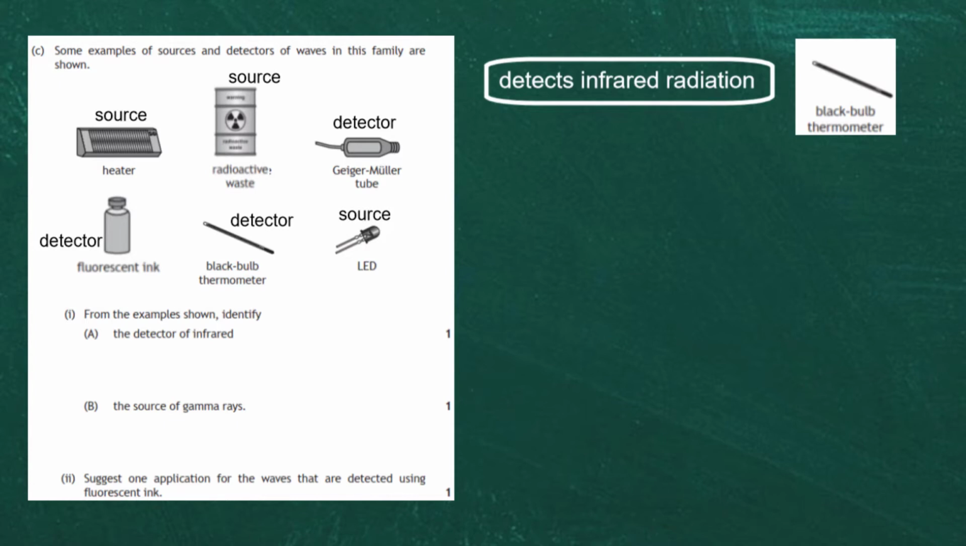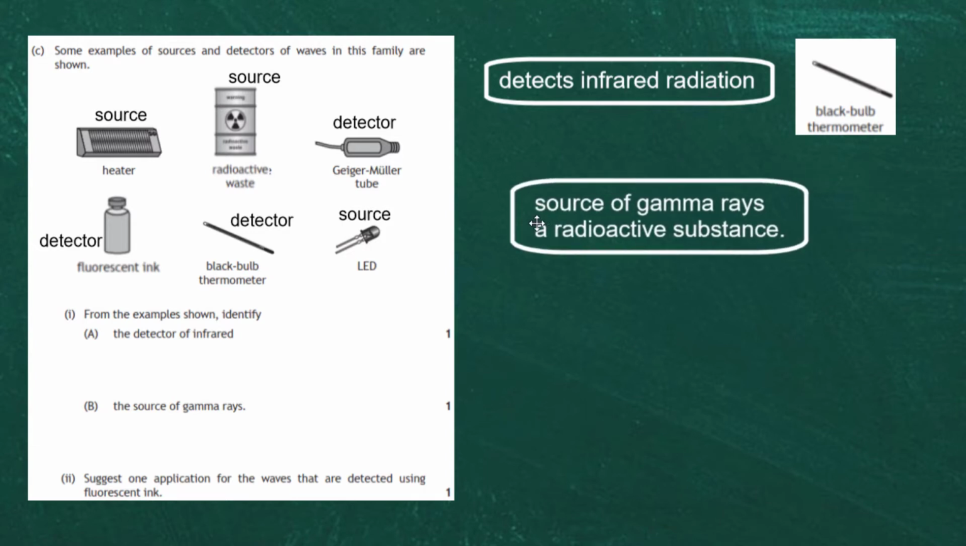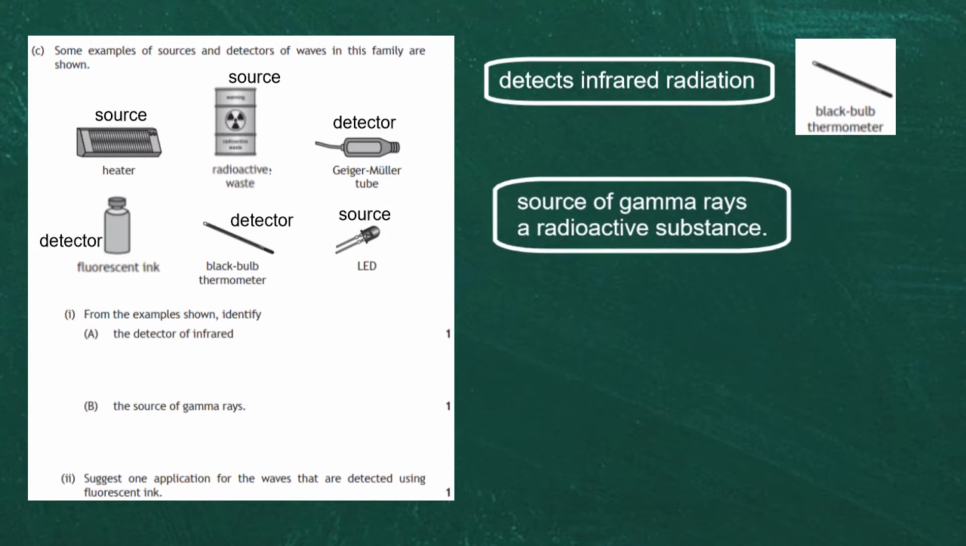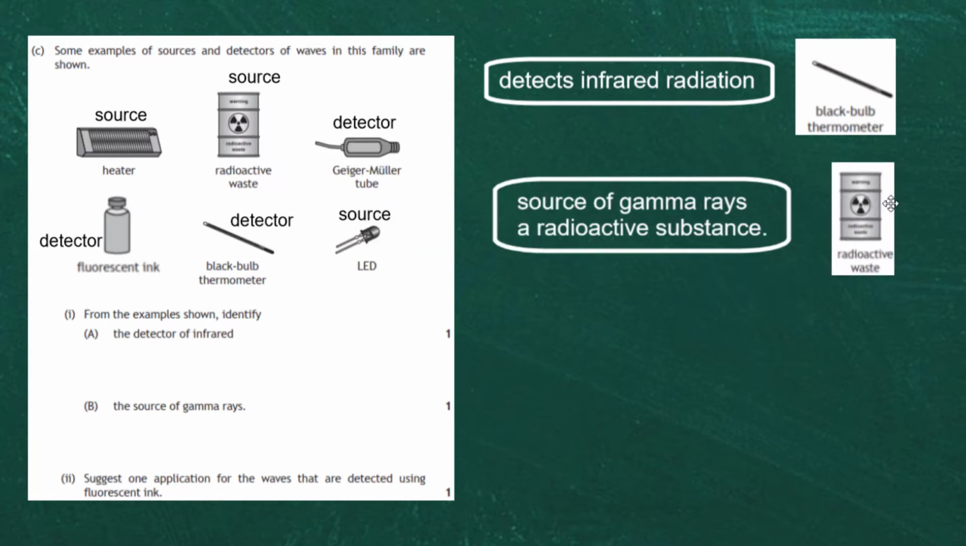For I part B, it's asking you for the source of gamma rays, and the source of gamma rays, well, we know just looking at it, it must be radioactive waste. So radioactive waste would be the source of gamma rays, and of course that could be detected by a radioactive detector. Now part 2 says suggest one application for the waves that are detected using fluorescent ink.